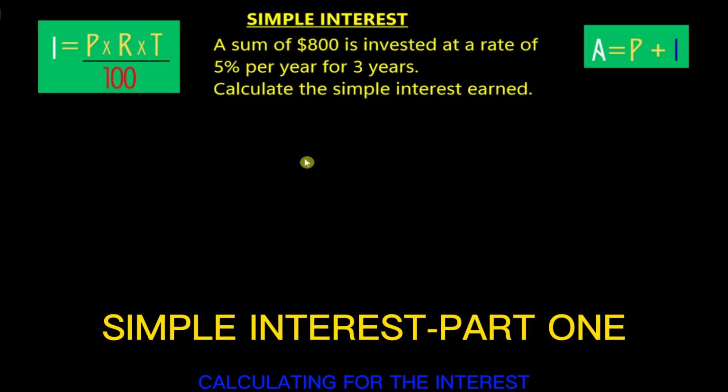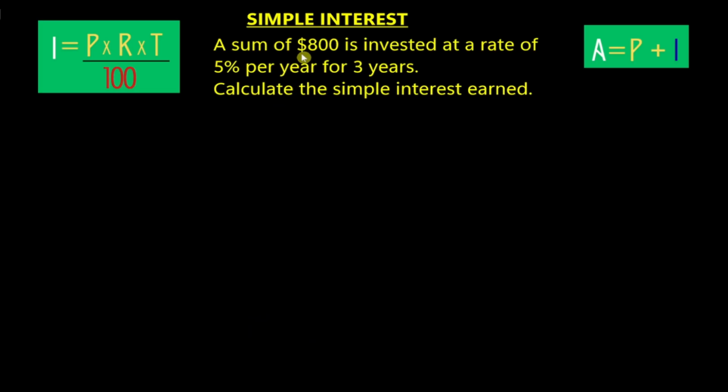Now let's consider this question on simple interest. A sum of $800 is invested at a rate of 5% per year for 3 years. Calculate the simple interest earned. Before you calculate questions on interest, you must know two formulas.